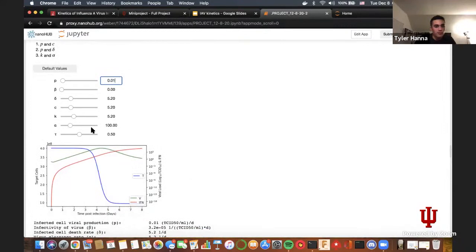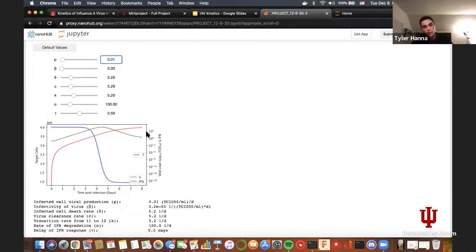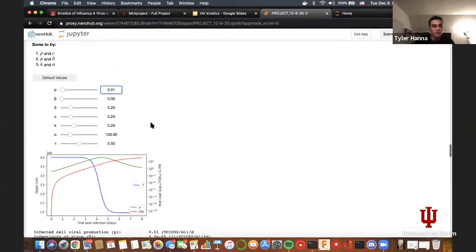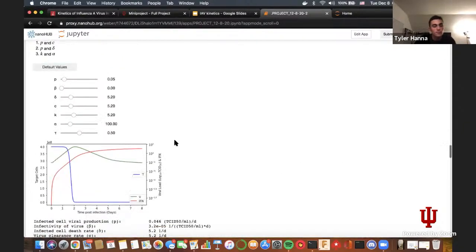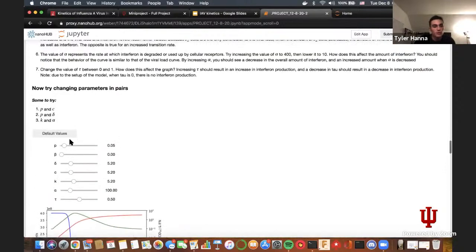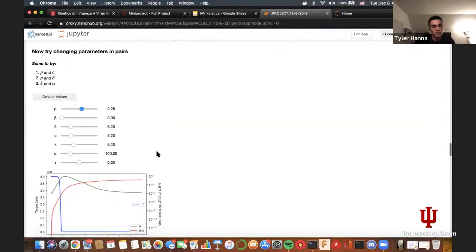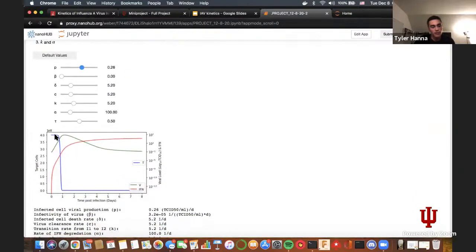And as we see, the maximum peak of the viral curve is much less than it was originally and occurs much later, as well as when all of the target cells are infected, it becomes much later as well. And as we see here, it doesn't reach 0, so we still have some left over. If we were to increase P by more, we will see the graph shift to the left and the viral load reaching a higher peak much sooner and a rapid plummet in target cells that will eventually reach 0.